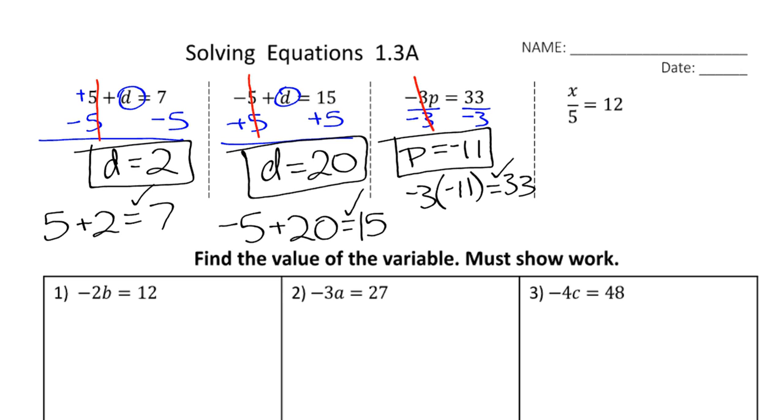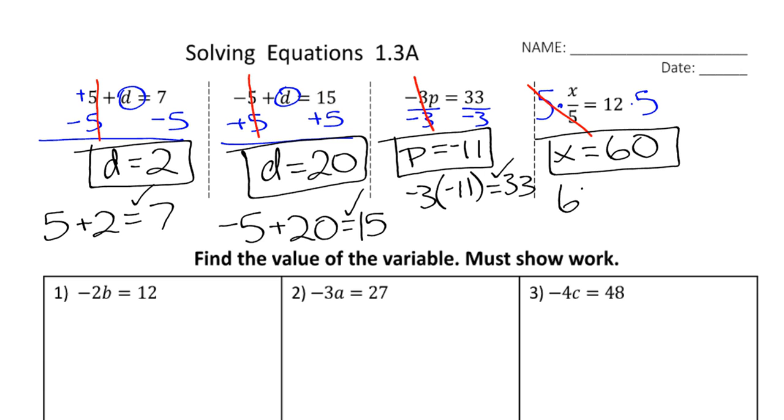And then one more. So this time we have x divided by 5 equals 12. So the opposite of division would be to multiply. We would multiply one side by 5, multiply the other side by 5. Again, on this side, this is going to cancel out. So left with x equals 12 times 5 is 60. Then we can check that. 60 divided by 5 does indeed equal 12. Okay? And that's all this is.